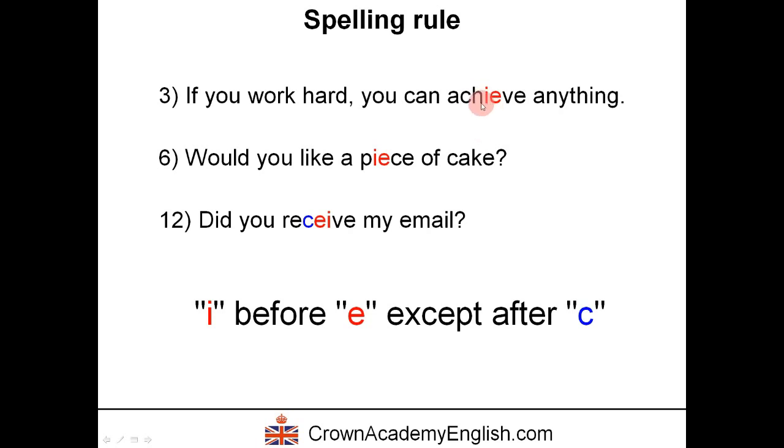So if the letter before the sound is not a C, then it is I and E. And if there is a letter C, like receive, then it is E followed by the I. Okay? So I hope that will help you with this spelling rule. I before E except after C. So if you write that down and say it, then it's quite easy to remember. Okay? Hope that helped you.